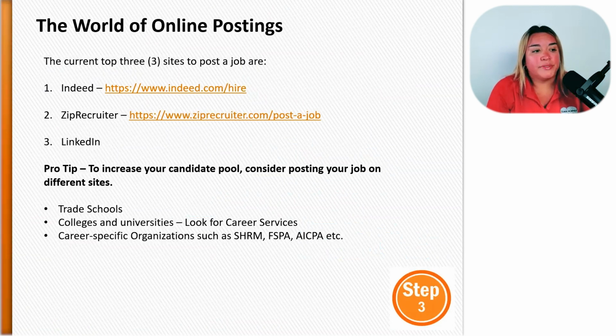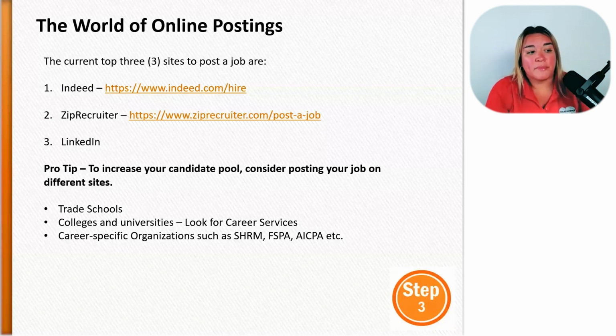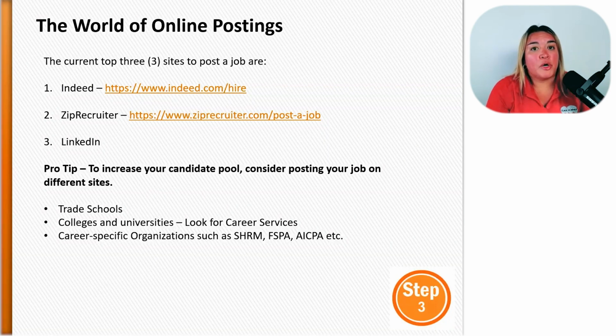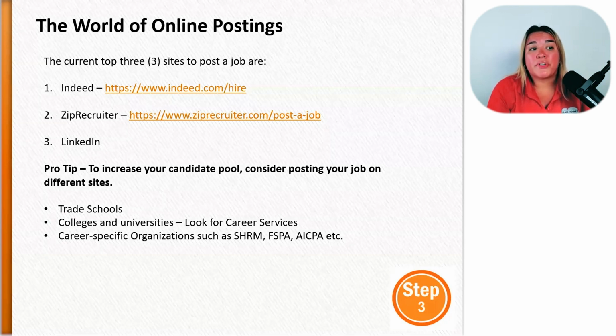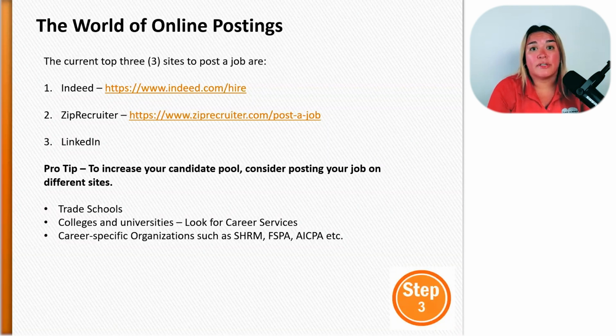Here's a pro tip for you. To increase your candidate pool, consider posting your job on different sites. So maybe you want to open up a paid job posting on Indeed or ZipRecruiter, but you also want to consider some free sites like colleges or universities, where they don't charge you to post your job, some trade schools, or maybe some specific organizations like SHRM for human resources, FSPA for us in the pool industry, AICPA for anybody in the accounting industry. So those are additional resources where you can post your job online that may not necessarily cost anything, or if there is a cost, it's a lot smaller than it would be if you post on Indeed and ZipRecruiter.